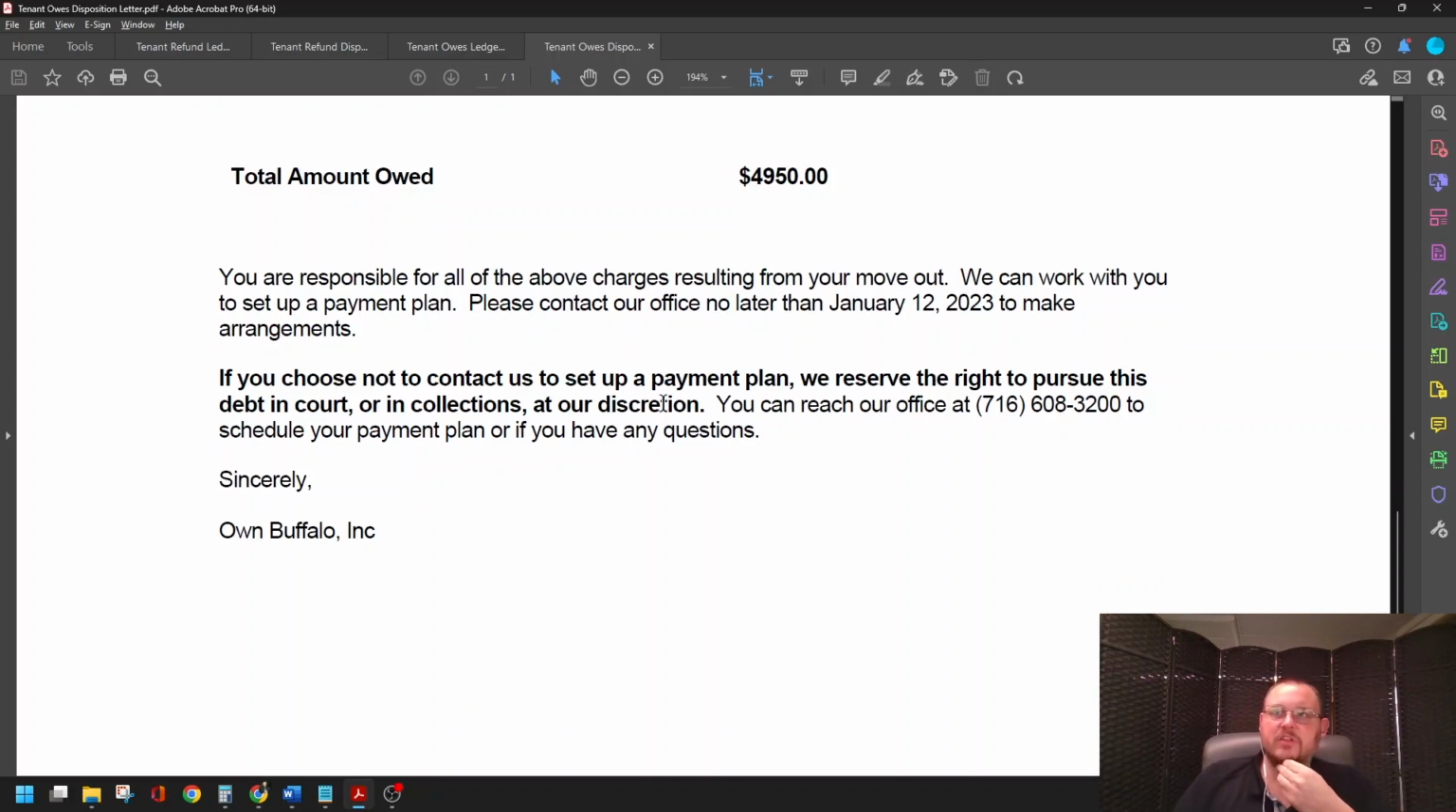And that basically tells the tenant that in the event that they don't pay this off or come up with some kind of a payment arrangement that works for us, we do reserve the right to pursue that debt in court or in collections at our discretion, and oftentimes we will do that. So there you have it. Security deposit dispositions don't have to be scary and don't have to be contentious as long as you spend some time understanding what your obligations are before you jump into the deep end of the pool.